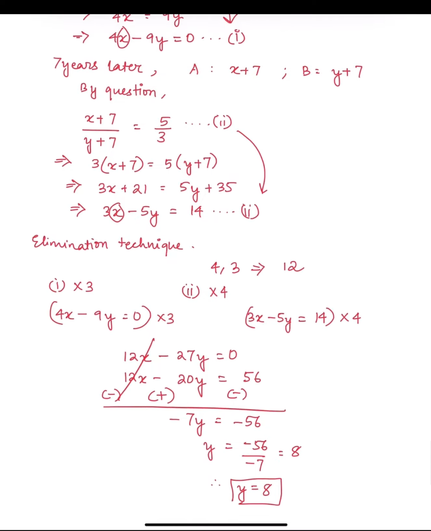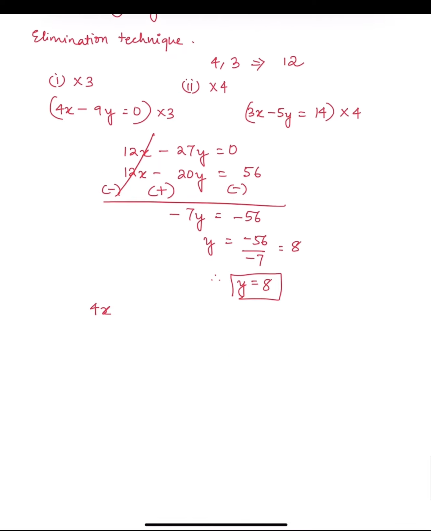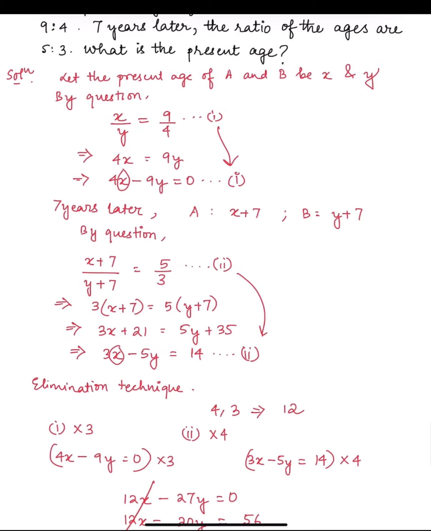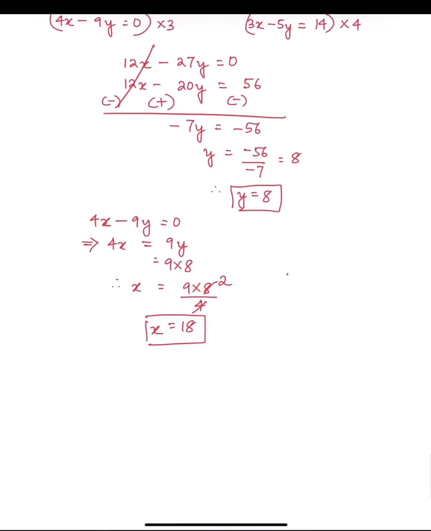Now I will put it back in maybe the first equation, 4x minus 9y is equal to 0. So 4x is equal to 9y, that is 9 into 8. So x is 9 into 8 by 4, that is 18. I need to find out the present age. So the present age of A is 18 years and B is 8 years. So these are the solutions to the word problems.